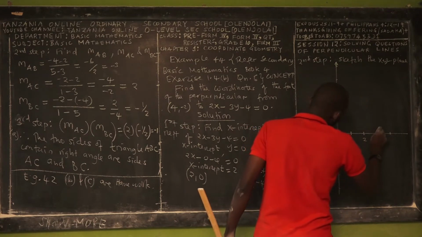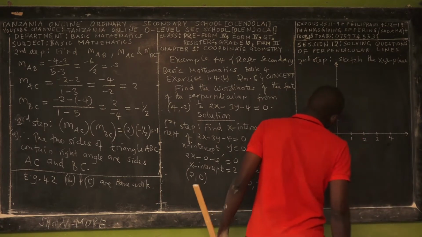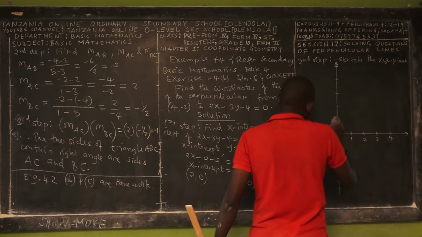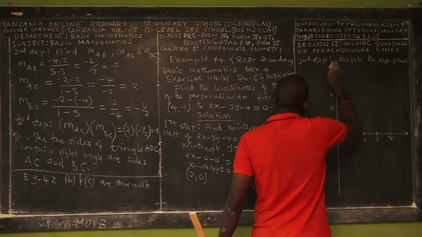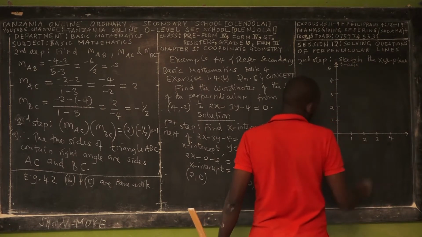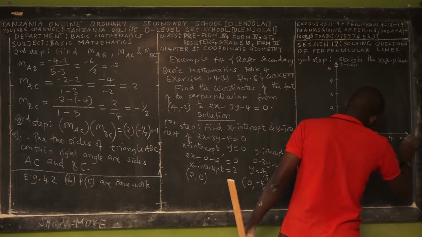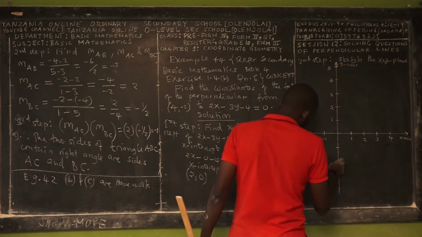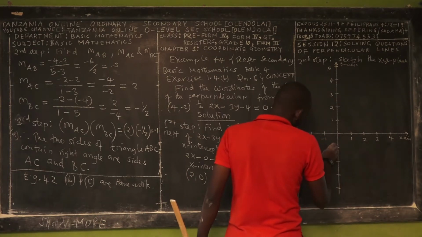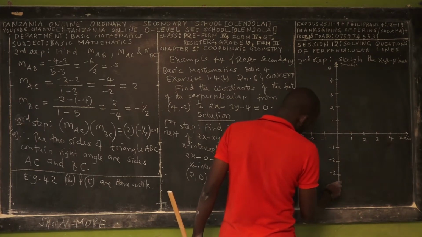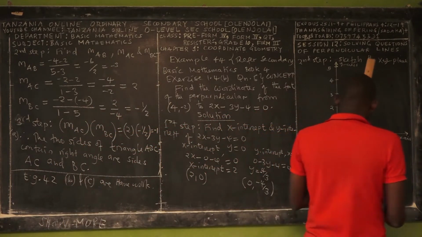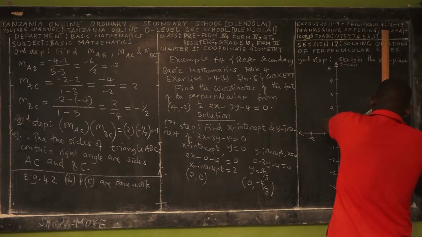This is 1, this is 2, this is 3, this is 4, this is 5. Y-axis, X-axis. This is negative 1, negative 2, negative 3, negative 4. So we have our point: x is positive 4, y is negative 2.